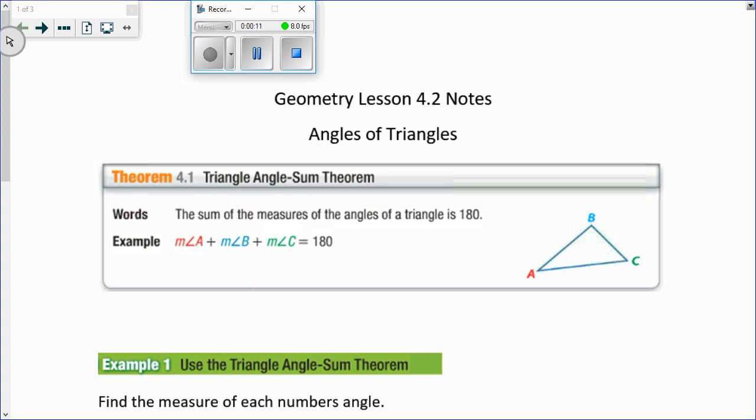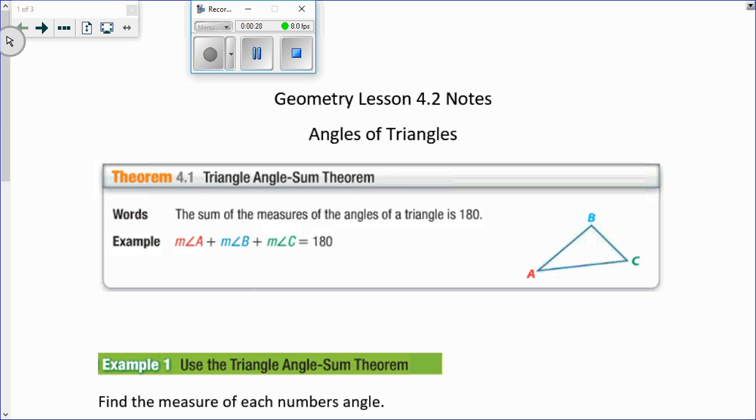We're looking at lesson 4.2, which relates to angles of triangles. Yesterday we were classifying triangles by angles and side lengths. Today we will be looking at the angles.